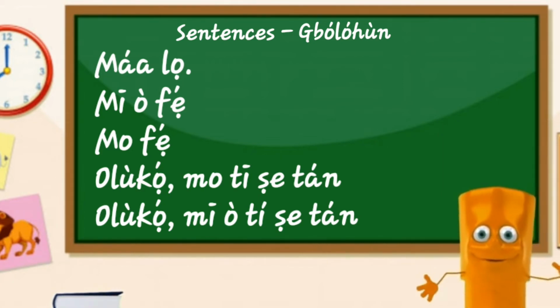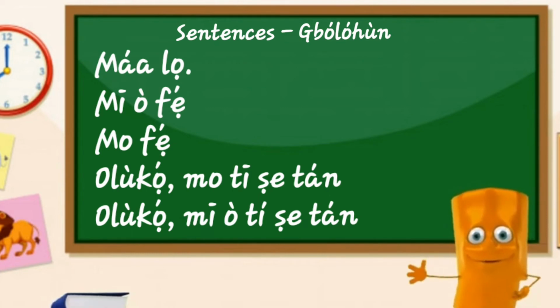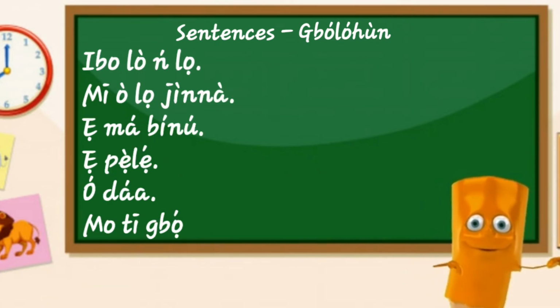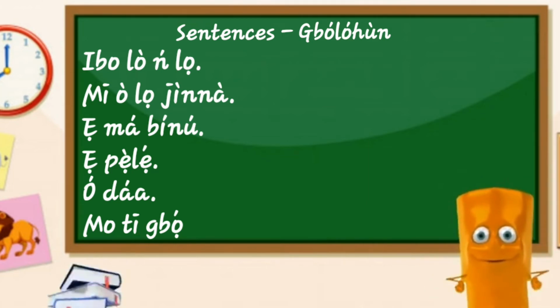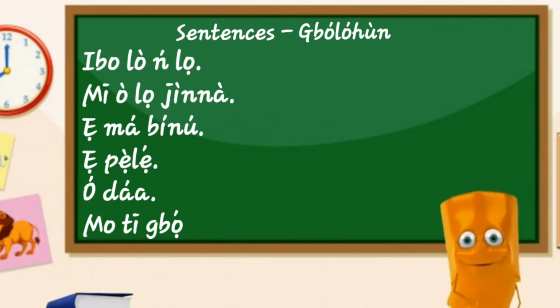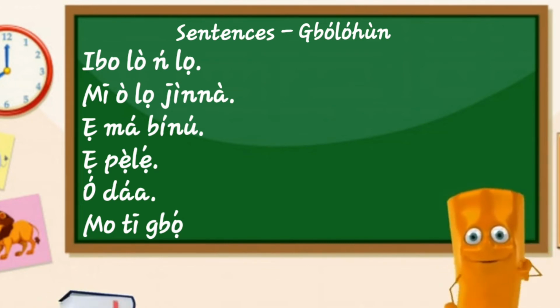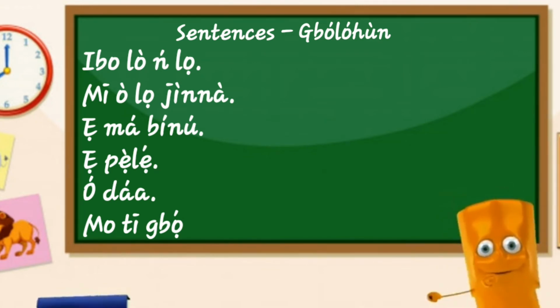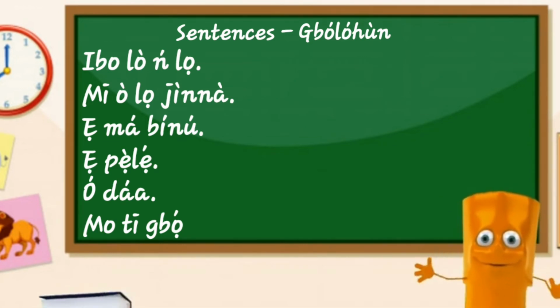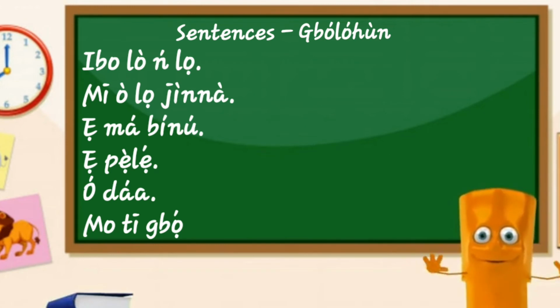Olùkọ́, mi ò tíì ṣetán. I am not done, teacher. Where are you going? Ibo lò ń lọ? I'm not going far. Mi ò lọ jìnnà. Ẹ má bínú. Don't be angry. Ẹ pẹ̀lẹ́. I'm sorry. Ó dáa. Okay. Mo ti gbọ́. I've heard you.